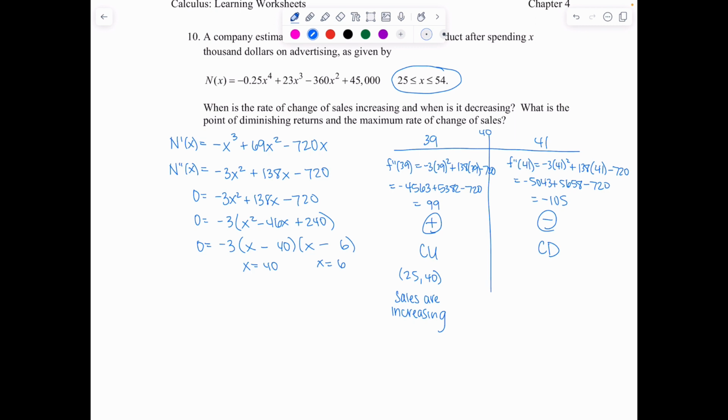At 41, our second derivative is a negative value, telling us concave down, and so our sales are decreasing, so from 40 to 54. And our partition number, that 40, that is our point of diminishing returns.